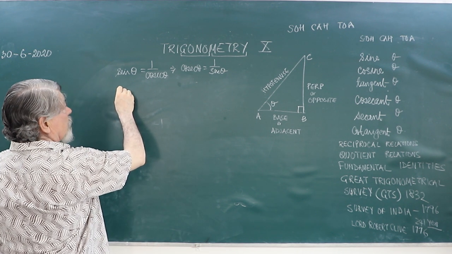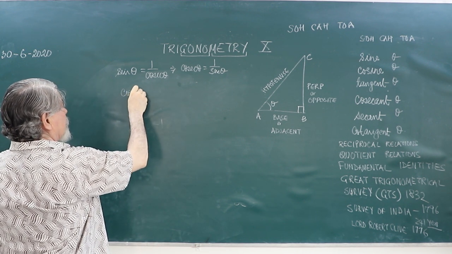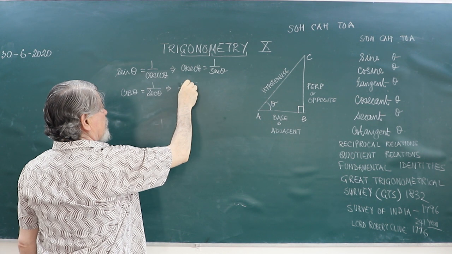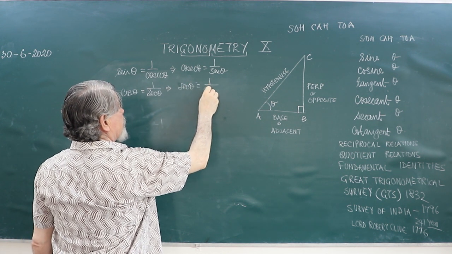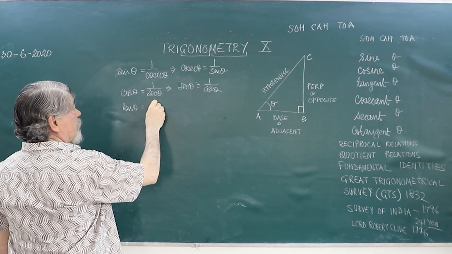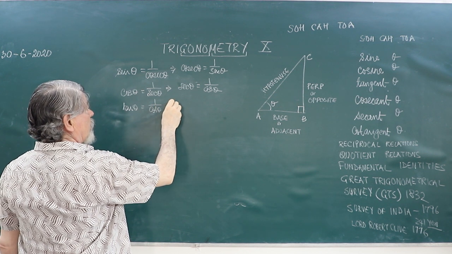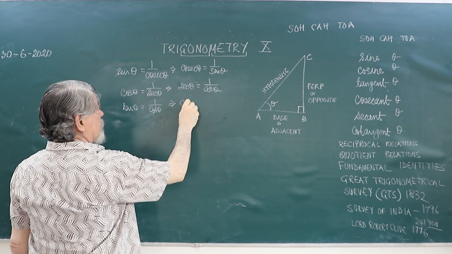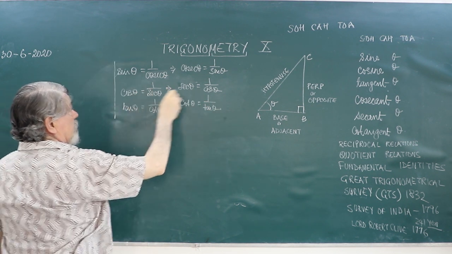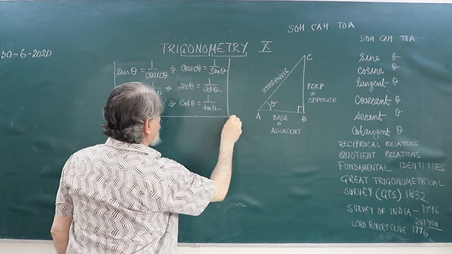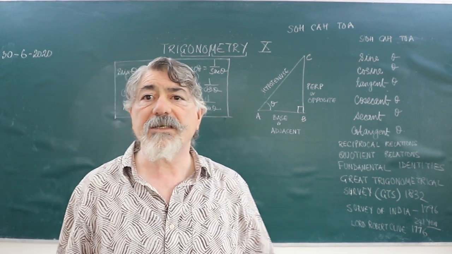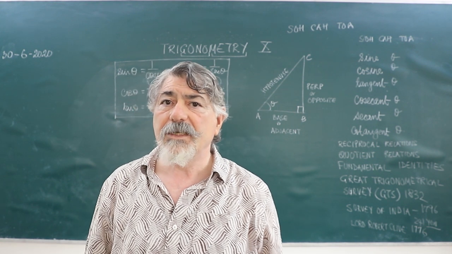Then I have cos theta as 1 upon sec theta, or sec theta can be 1 upon cos theta. Then I have tan theta as 1 upon cot theta, or that will imply cot theta is 1 upon tan theta. These are called reciprocal relations. They are related to each other reciprocally.